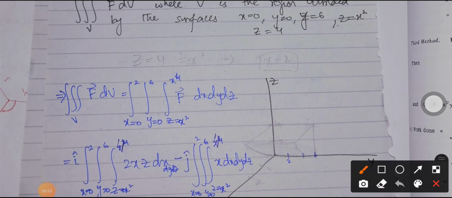Next we are going to define the limits. Again we are having the volume integral, so it means x, y and z, all the three variables are included. So y is going to have the finite limit, so we have chosen y to be 0 to 6, and z is related by the equation z is equal to x squared.